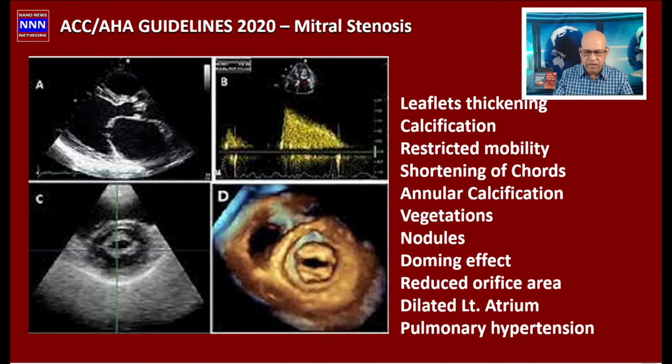So these are some of the hemodynamic effects of the mitral stenosis. And of course, we have the pressure half time, which I'm going to elaborate in a minute. Along with that, we look at the left atrial dilatation, pulmonary hypertension, which is the complication of long-standing mitral stenosis, and of course atrial fibrillation, which can be a manifestation of a dilated left atrium.